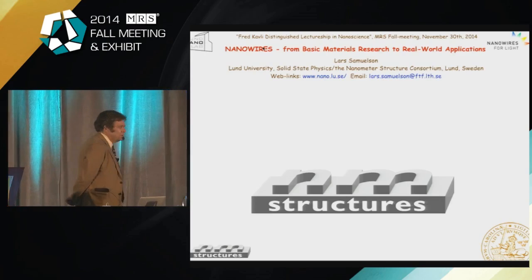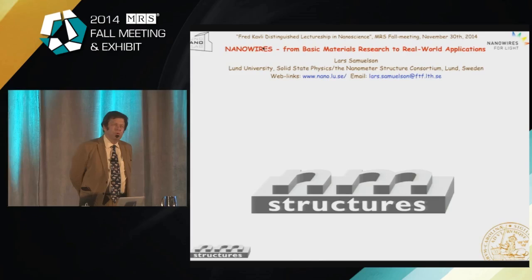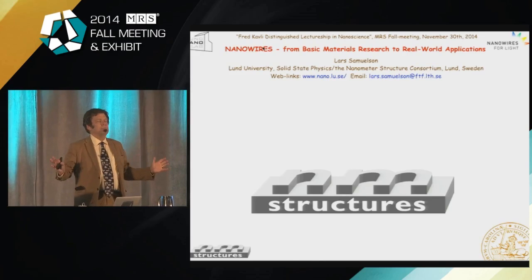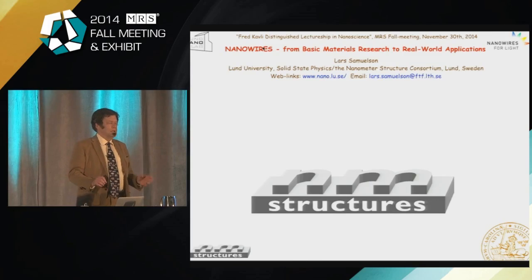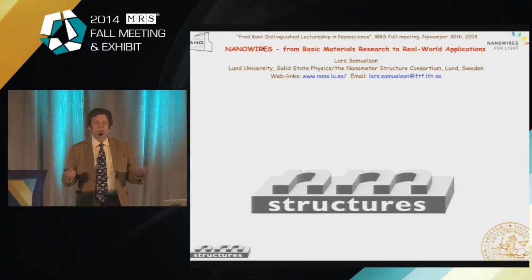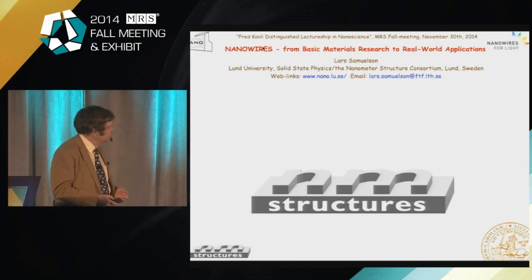And towards the end, I'm going to tell you some visions for how I see that we will be able to bridge this tremendous gap over 7, 8, 9 orders of magnitude from the molecules and the nano devices all the way up to complete functional systems.